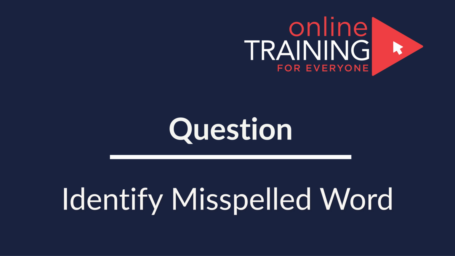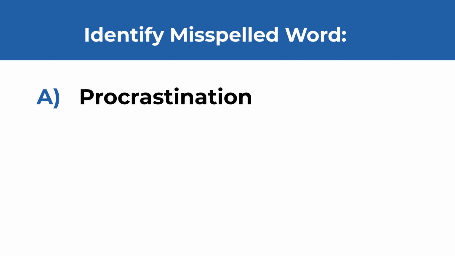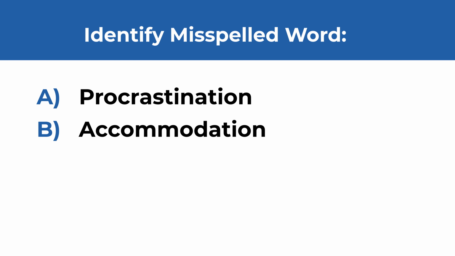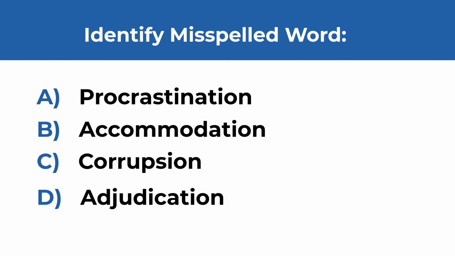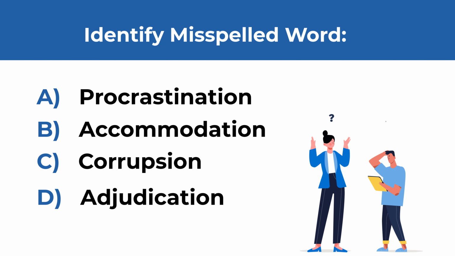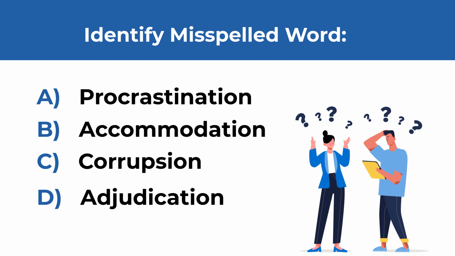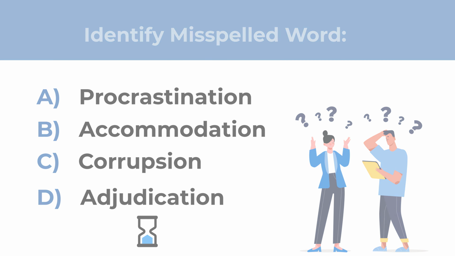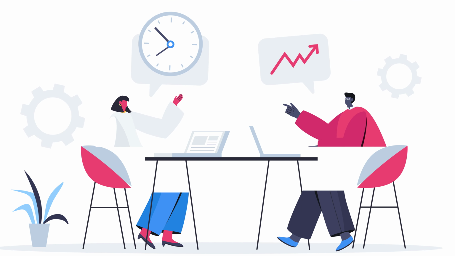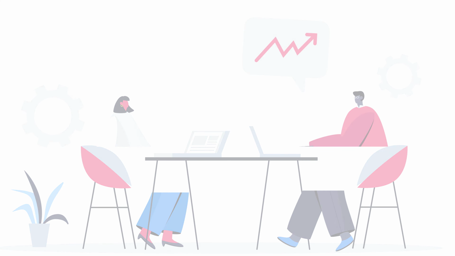Here's the test question where you're presented with 4 different words, and you need to identify the word which is misspelled. The first word you see on the screen is procrastination. The second is accommodation. Third one is corruption. And the fourth one is adjudication. Please take a close look to see if you can see the word which is misspelled. Give yourself 10 to 15 seconds, maybe a little bit longer, to see if you can come up with the correct solution. Ready or not, I am going to move forward and reveal the correct solution to you.